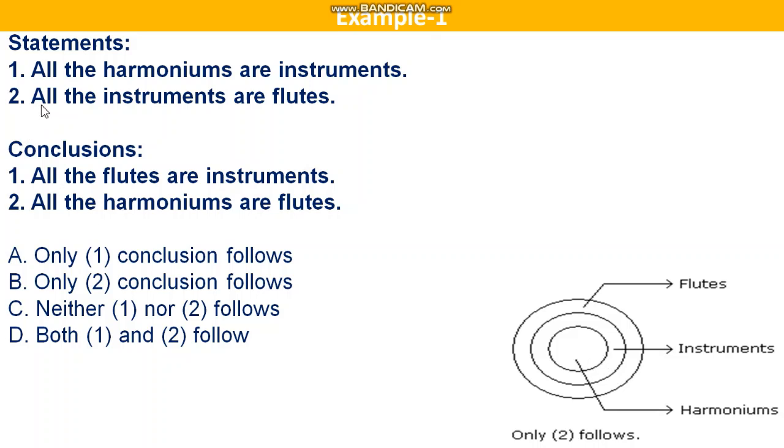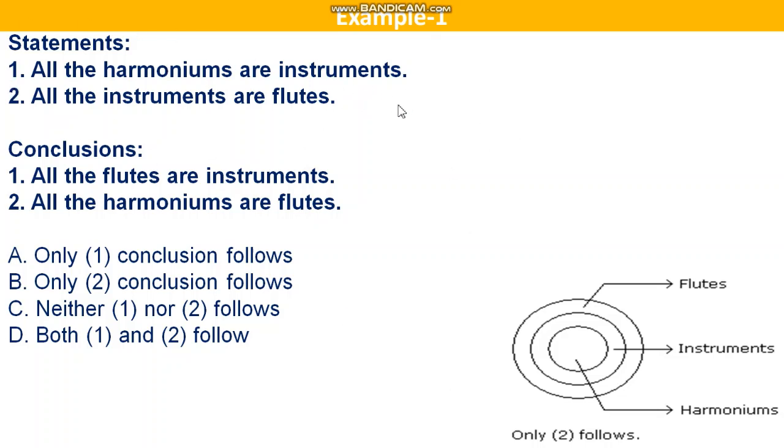As per the second statement, all the instruments are flutes. So the outermost circle is of flutes. So outside circle flutes, inside that instrument, and inside that harmonium. So we will get 3 concentric circles here. This is the correct Venn diagram representing the given statements.